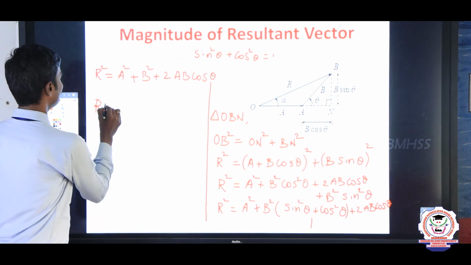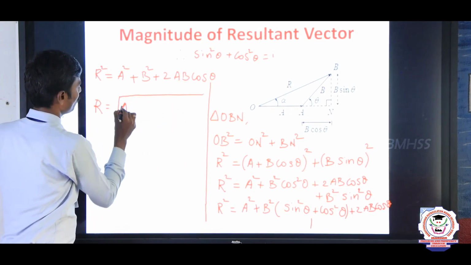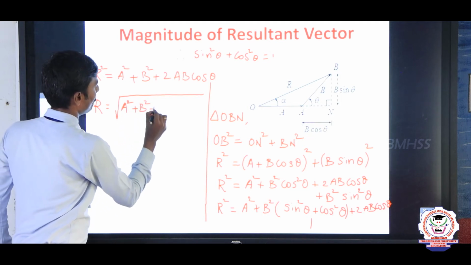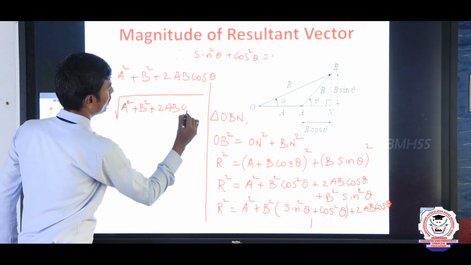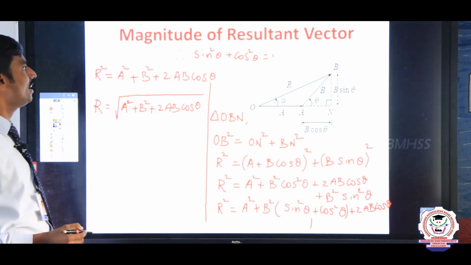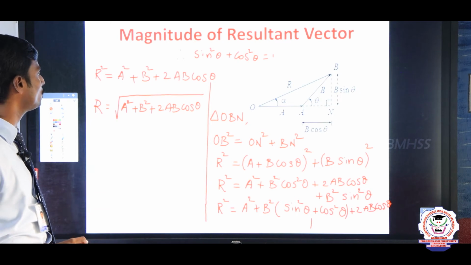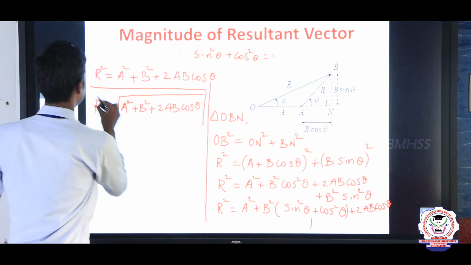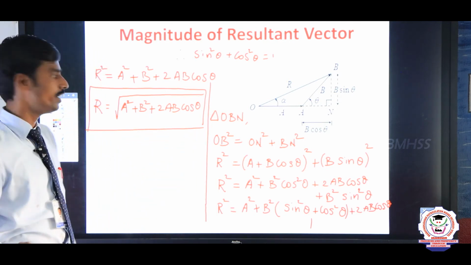R equals square root of A square plus B square plus 2AB cos theta. This is the magnitude of the resultant vector. R equals square root of A square plus B square plus 2AB cos theta. This is the final expression.